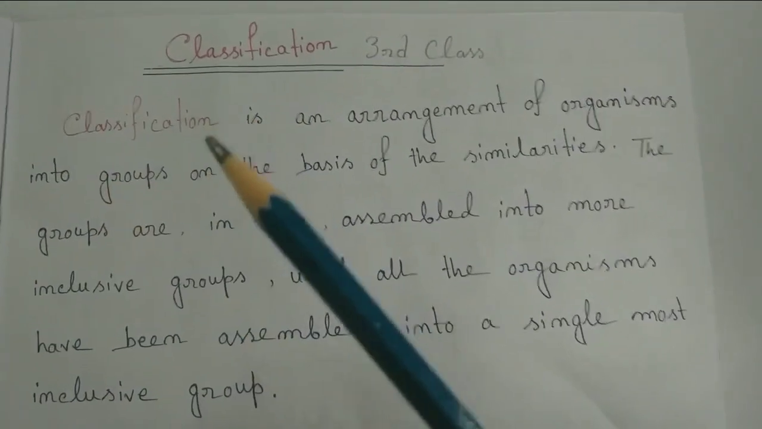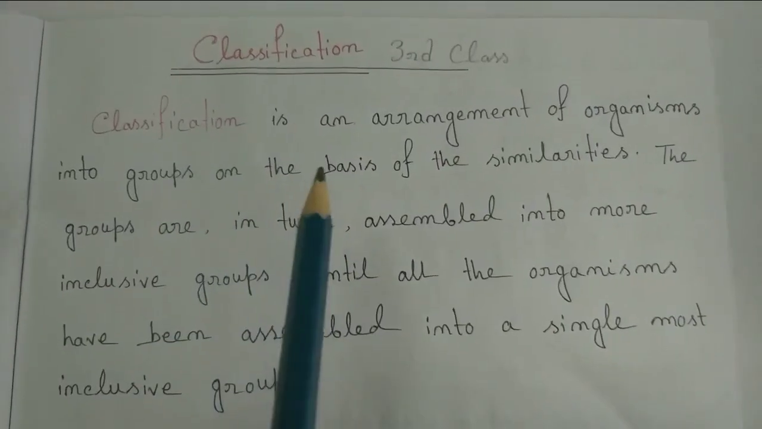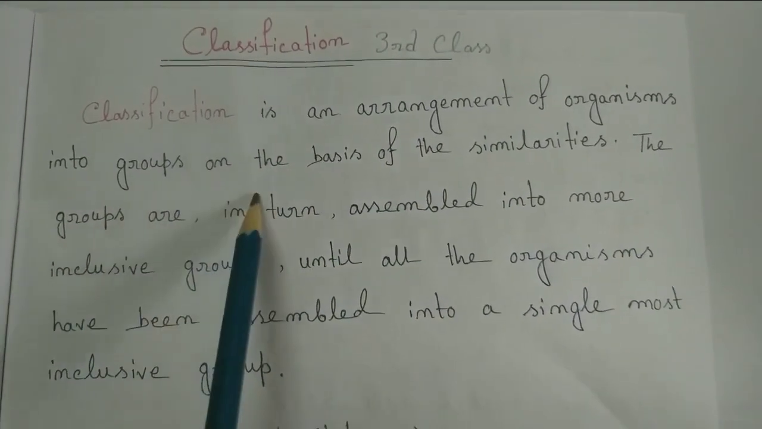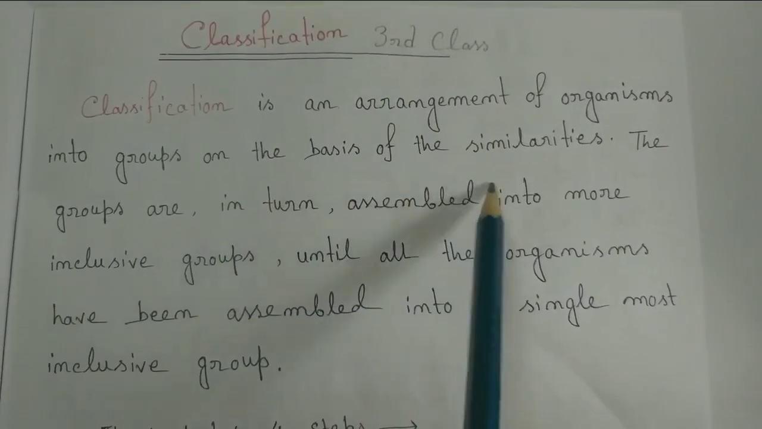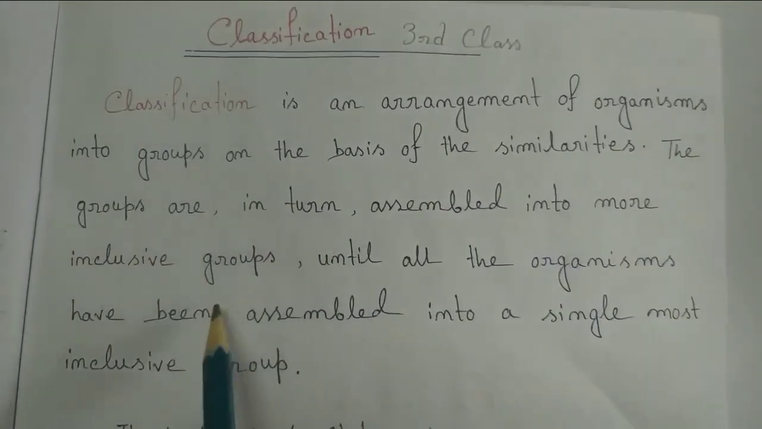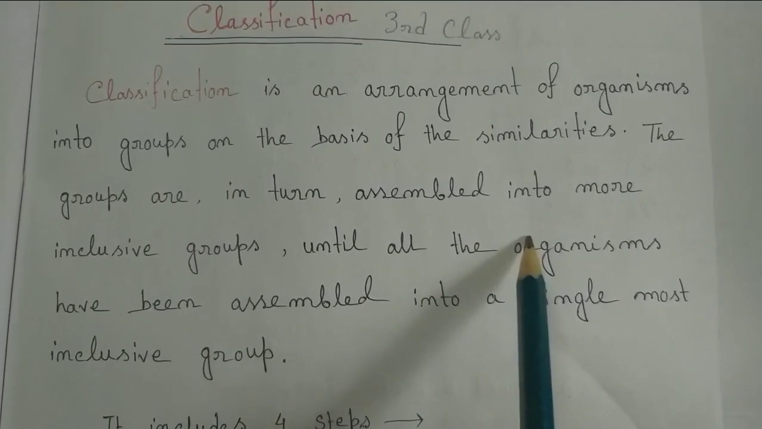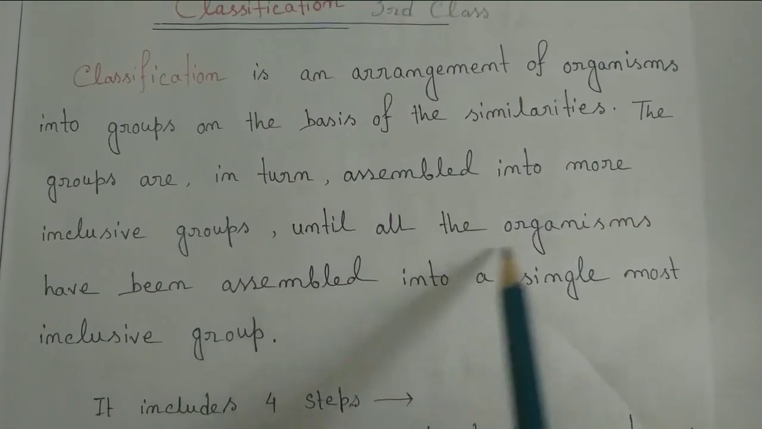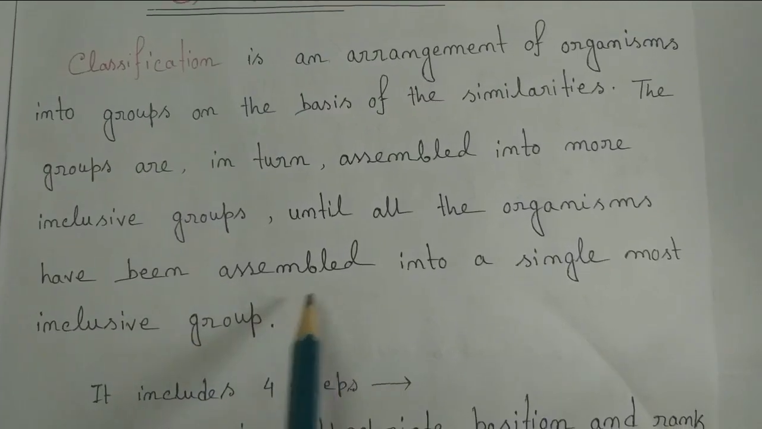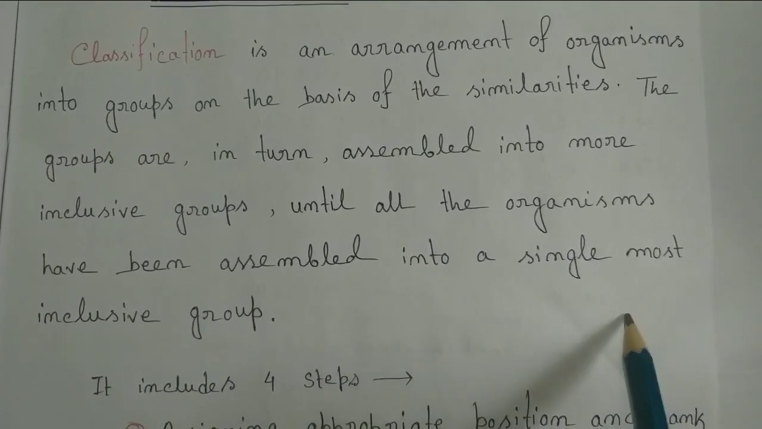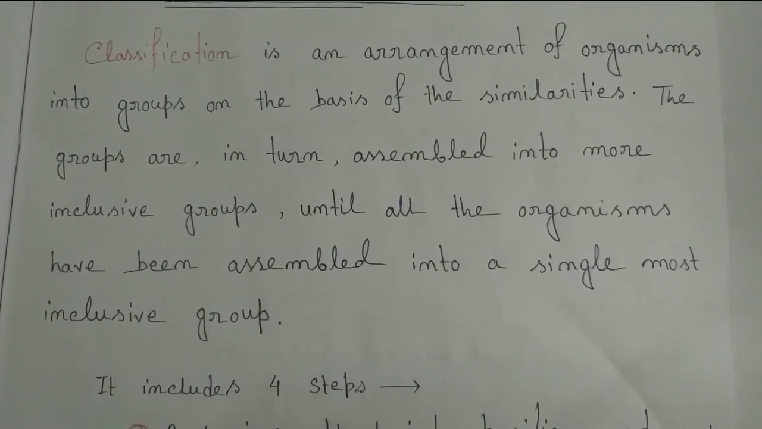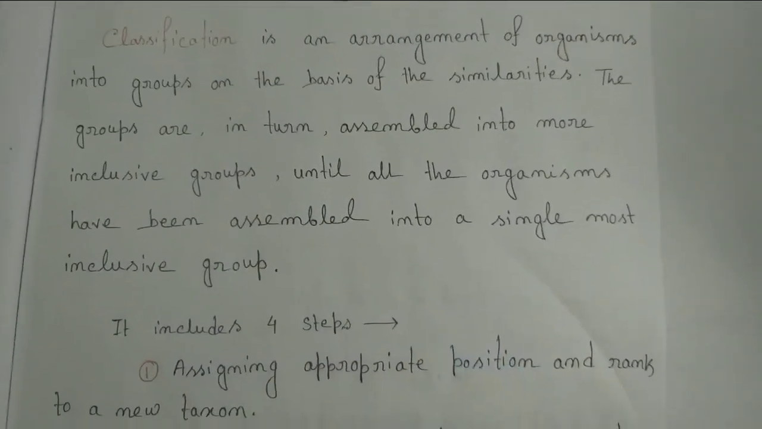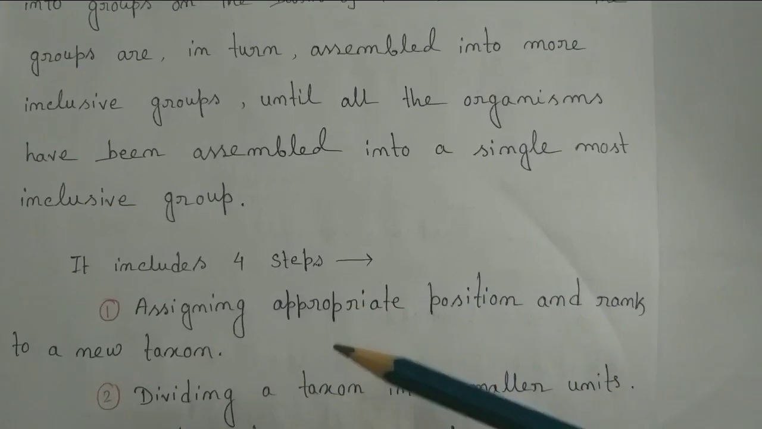Now, what is classification? Classification is an arrangement of organisms into groups on the basis of similarities. The groups are in turn assembled into more inclusive groups until all the organisms have been assembled into a single most inclusive group. So, this classification includes 4 steps.